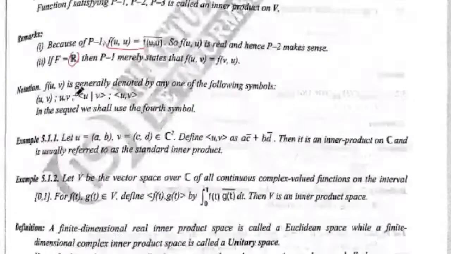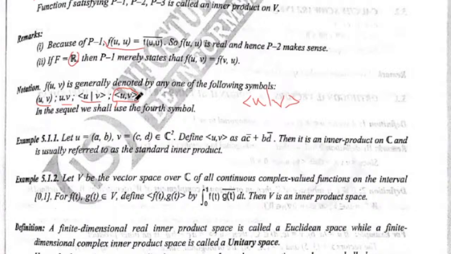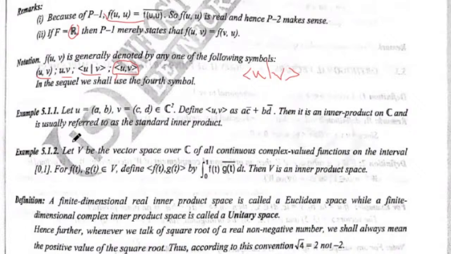So in general, an inner product can be represented in several forms. It can be written within parentheses as u comma v, or it can be written as u dot v. Sometimes it is notated as u comma v in angle brackets. So in this video, the fourth symbol will be used. Here, for example, let us take u equal to a comma b and v equal to c comma d, defined in C2 space. For example, we define u comma v as a into c bar plus b into d bar. That is, a into the complex conjugate of the first vector's entry plus b into the complex conjugate of the second.